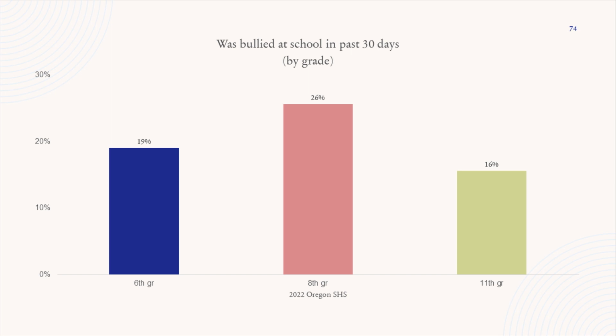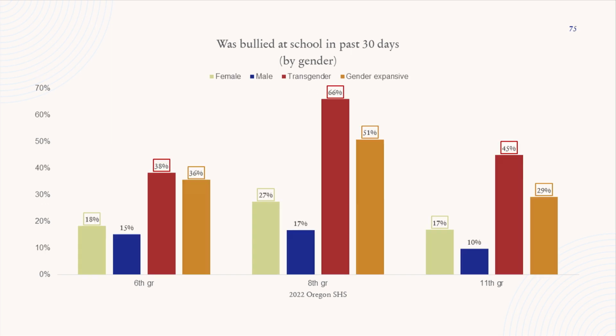In terms of bullying in schools, we see that 19% of 6th graders, 26% of 8th graders, and 16% of 11th graders reported being bullied in the past 30 days. And when we look at these rates of bullying across gender identity, we see that youth who identify as female, transgender, and gender expansive report much higher rates of bullying in the past 30 days than youth who identify as male. And this is true across all grades.